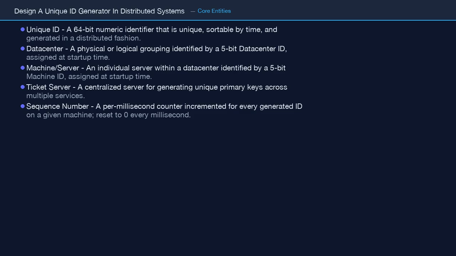Finally, the sequence number. This is a per millisecond counter that lives on each individual machine. Every time a machine generates an ID within the same millisecond, it increments this counter. When the clock ticks over to the next millisecond, the counter resets back to 0. This is what allows a single machine to produce multiple unique IDs within the same millisecond without any coordination.